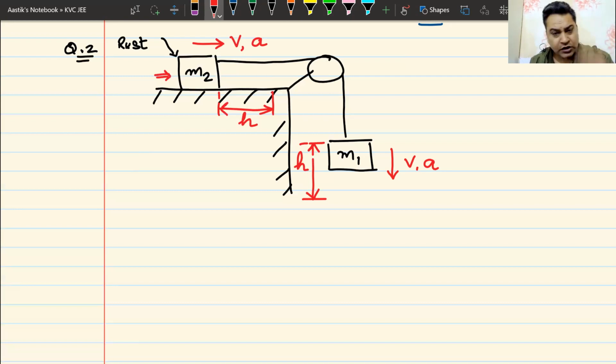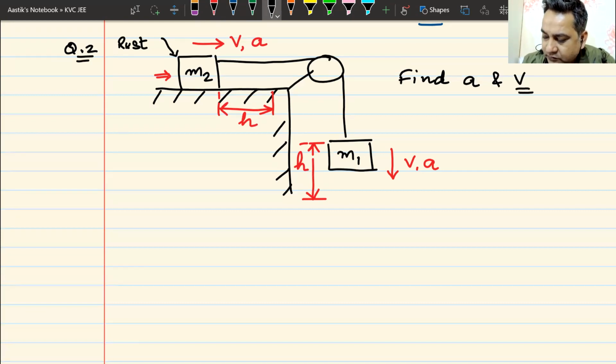Okay. Question is pretty simple, and we'll not do it by work energy theorem. And I'll also try to make you understand when to do a question by Newton's law and when to do a question by work energy theorem. So the question here right now is, find acceleration and velocity. Find the acceleration of the two blocks and the velocity of the two blocks when the blocks have moved by h.